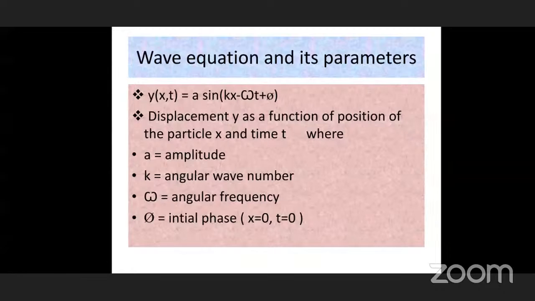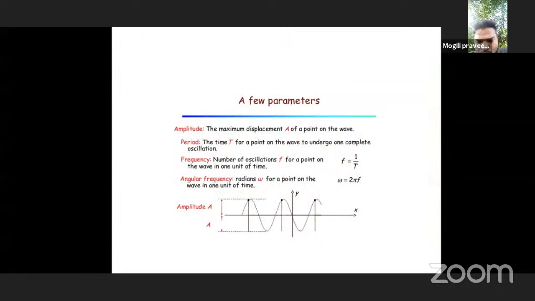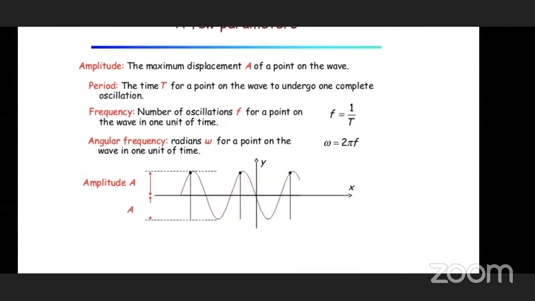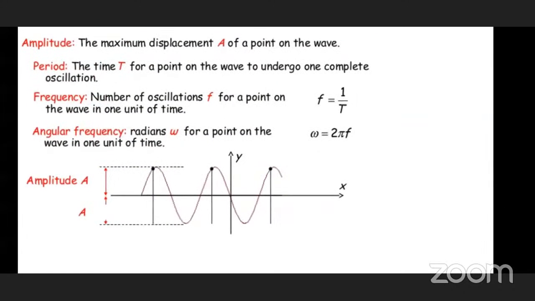Here, A is amplitude, k is angular wave number, ω is angular frequency, and φ is the initial phase. We have to see these parameters clearly in this diagram. If you see the amplitude, while I am zooming, can you see it? What is amplitude? The maximum displacement of the particle in this wave. The wave is moving in the x direction, and in the y direction you can see amplitude A.